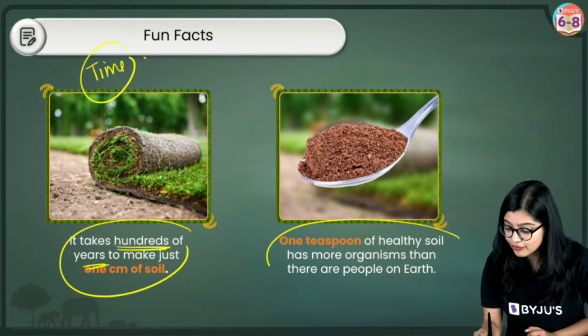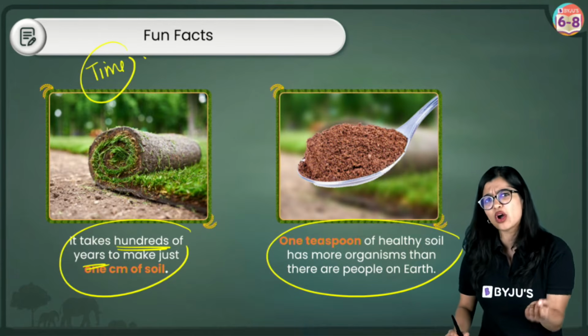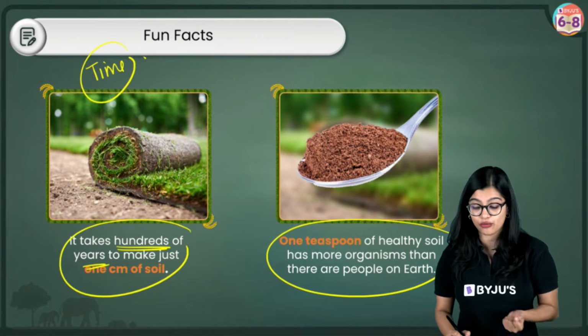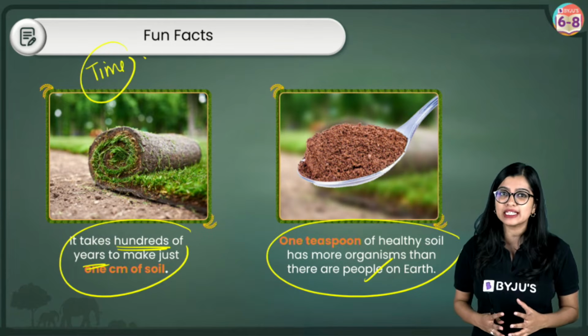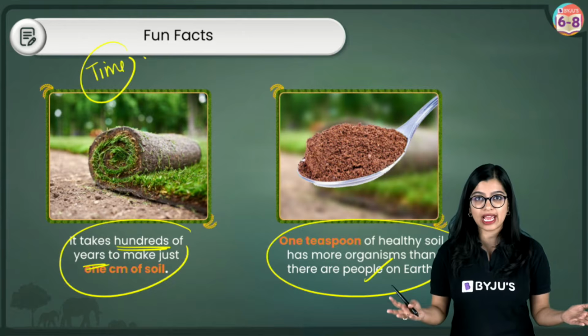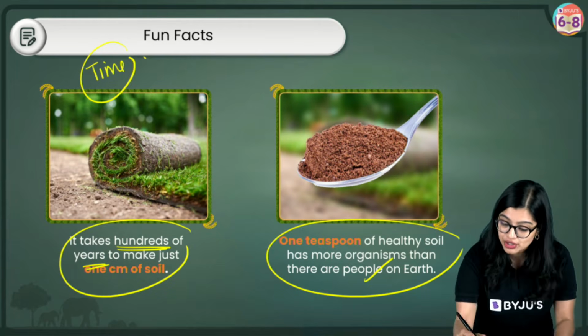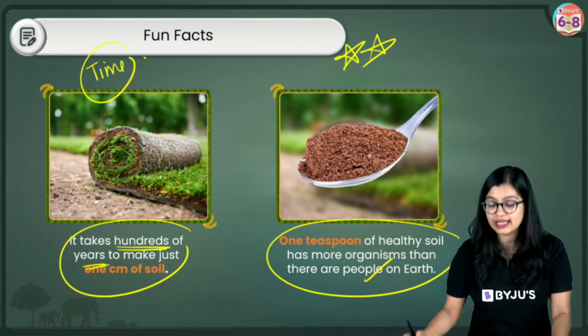And along with that, if you just take 1 teaspoon of healthy soil which has a lot of organic matter, we see that it has so many microorganisms in it that there are almost more microorganisms than there are people. So which is why we see that this is also very important.